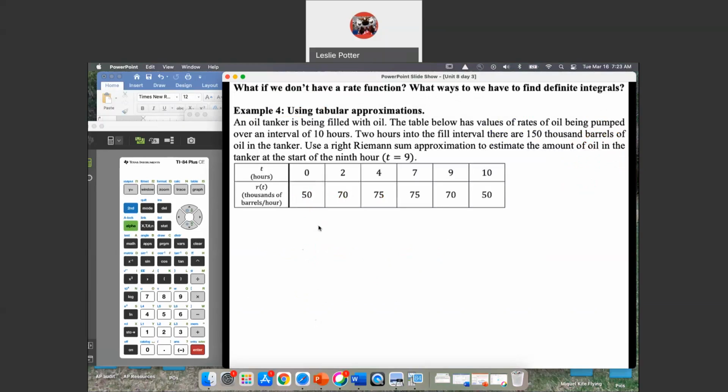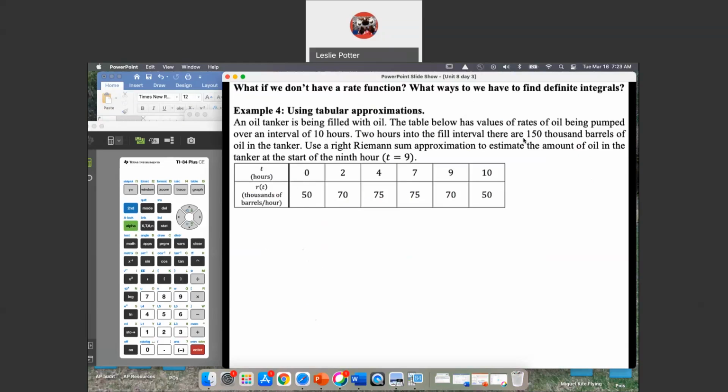Up until now, we've always had a rate or a derivative to put into the integrand. Sometimes they don't give you a derivative. Sometimes they give you a table. And of course, the only thing we can do with the table is approximate. That's the only thing that we can do that's tied to integration. So it says an oil tanker is being filled with oil. The table below has values of rates of oil being pumped over a 10-hour interval. So this is how many gallons per hour are being pumped.